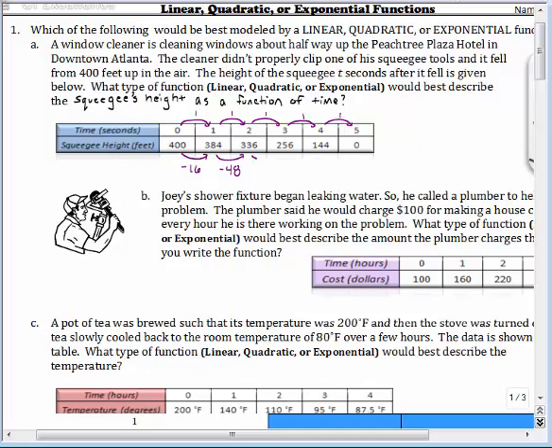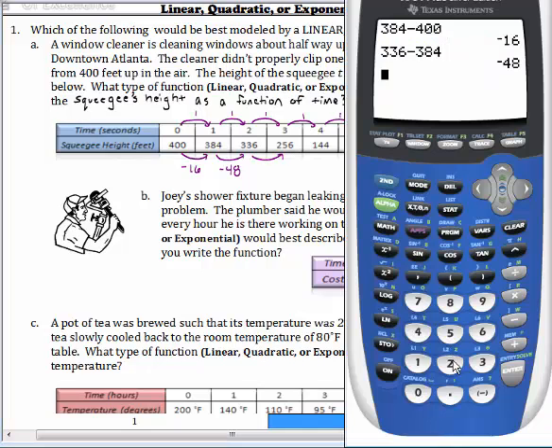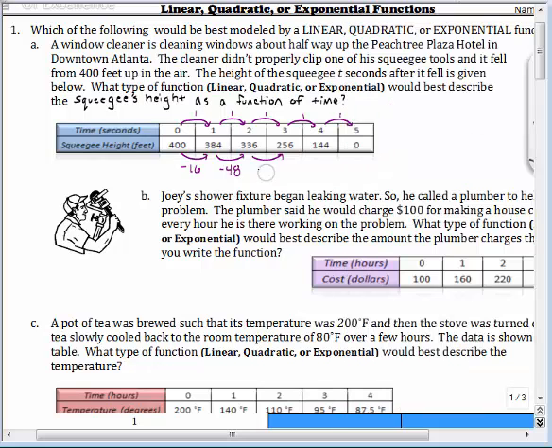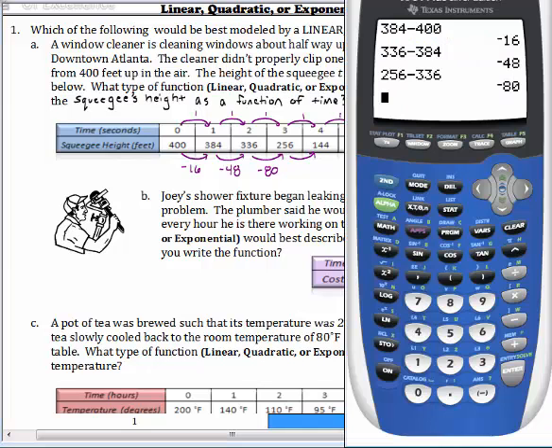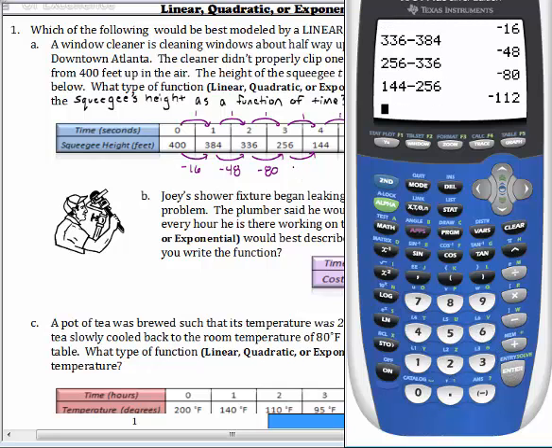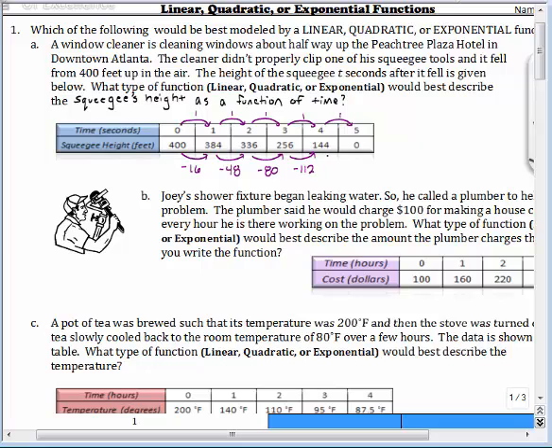And then from 336 to 256, so 256 minus 336 would be negative 80. And then 256 to 144, so 144 minus 256, you just take the second one and subtract it, so negative 112. And the last one looks like it would be negative 144. Clearly it's not linear because the first differences aren't constant. It could be a multiple because negative 16 times 3 is negative 48, but negative 48 times 3 is not negative 80, so it's not that. So hopefully it's quadratic. Let's look at the second difference.